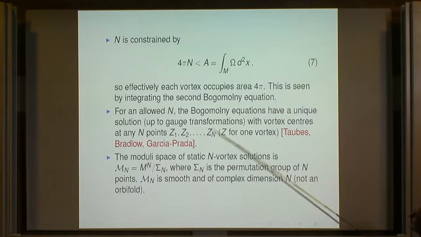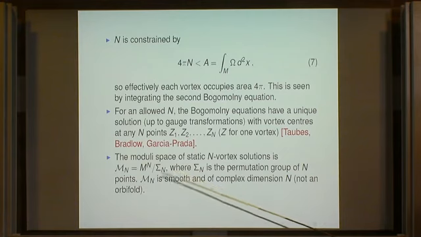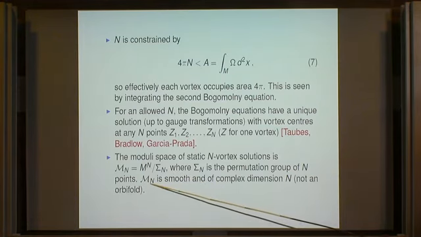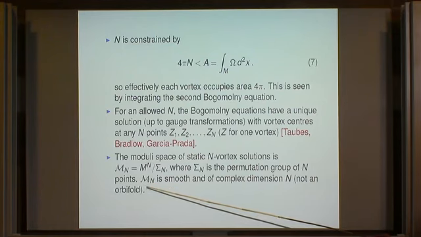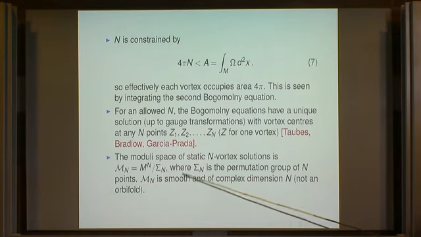So these are actually not good coordinates globally because of the permutation symmetry, but if you take the symmetric combinations, then they're good coordinates. Symmetric polynomials. So this moduli space, before you consider a metric, as a complex manifold is smooth and of complex dimension n.